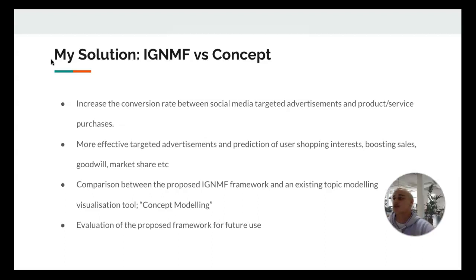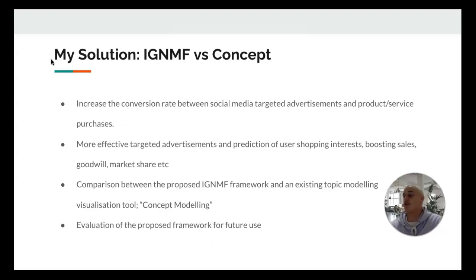I'd be running the resultant topic modeling script to complete the topic modeling of the Instagram dataset and output visualizations for evaluation and analysis. In turn, developing evaluation metrics for the proposed framework and discussing ways in which these visualizations, in conjunction with the proposed framework, can be embedded in the future of social media e-commerce. It was the hope that these visualizations could be used for more effective targeted advertisements and the prediction of user shopping interest, boosting sales, goodwill, and market share. It also aims to increase the conversion rate between social media targeted advertisements and product service purchases.